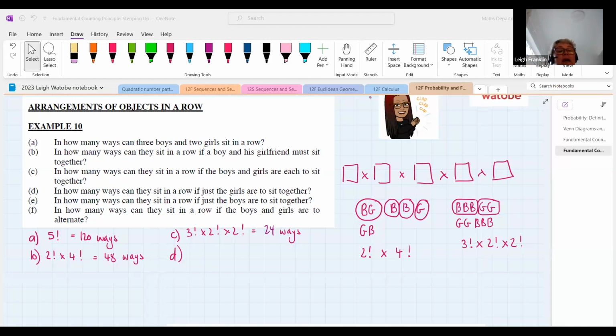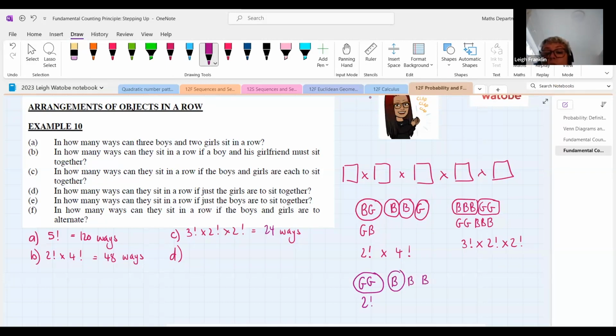Great. Now it says, in how many ways can they sit in a row if just the girls are to sit together? Okay, so now we've got girl, girl, all right? There are 2 factorial ways in which they can sit with each other. Okay, they're 2 different girls. And then we've got a boy and another boy. So they can sit with the others in 4 factorial ways. 1, 2, 3, 4 factorial ways. Okay, so it's going to be 2 factorial by 4 factorial. So it will also be 48 ways in which the 2 girls can sit with each other. That's it, Leanne. Well done.